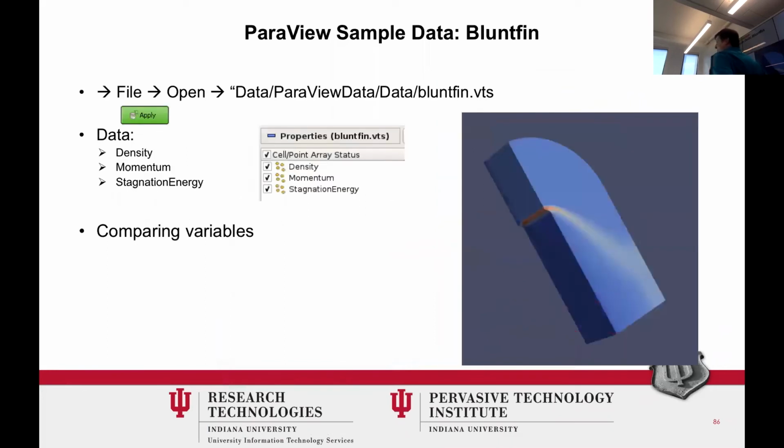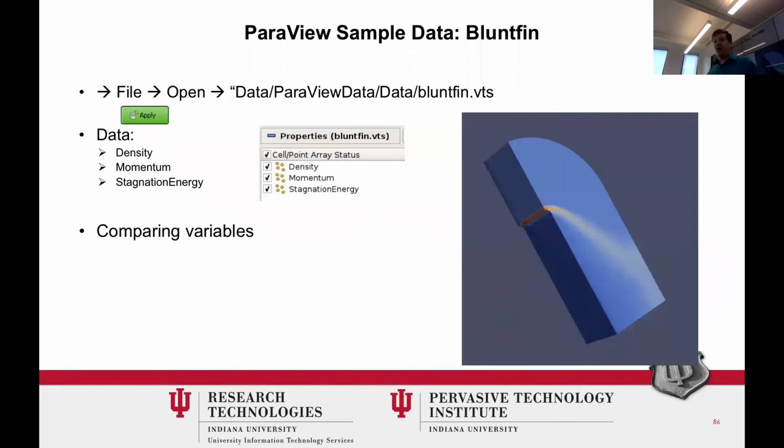The last thing I was going to show you, which I won't show you interactively, is there's a lot more data on Carbonate if you're on the Carbonate, or if you download ParaView yourself, ParaView has a really wide variety of different data types. So one of them that I have a picture of here is the blunt fin. So it's things that are happening with airflow around this fin. In this case, it has data for density, momentum, and stagnation energy. I forget which this one is. I think this is density.